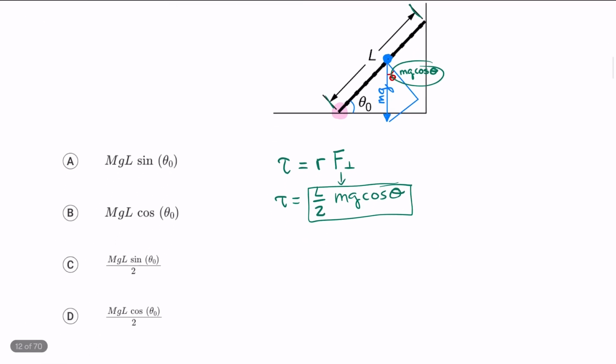So there should be an answer choice that looks something like this. Right here. You could put the whole thing over 2 instead of just L over 2, and you'll have the exact same thing that we have here, mgL cosine theta over 2. The answer choice is D.